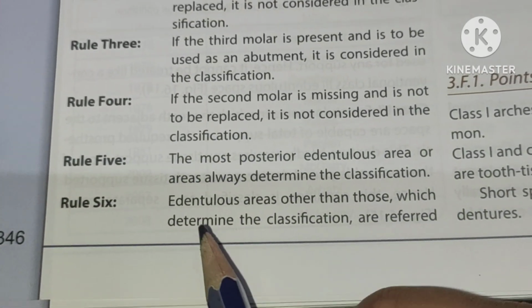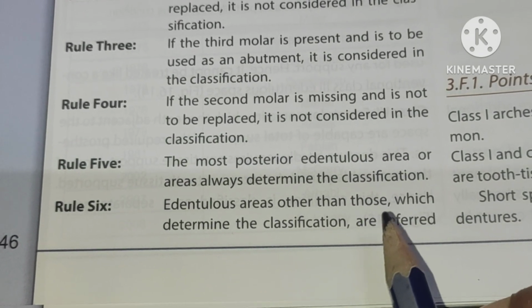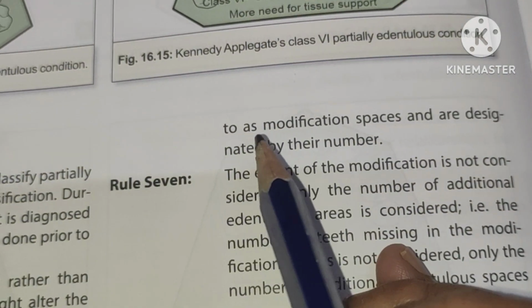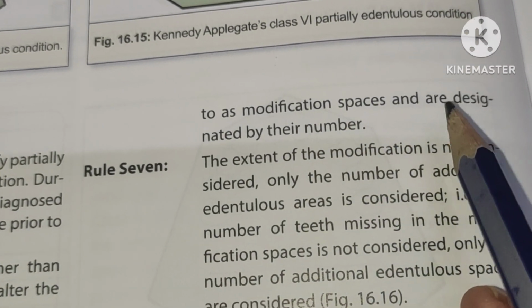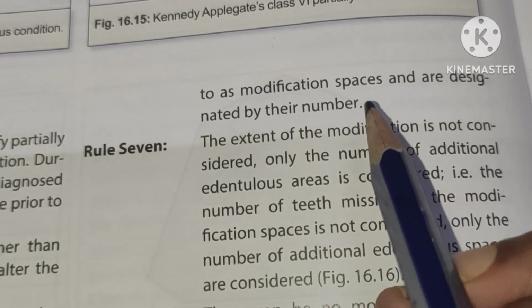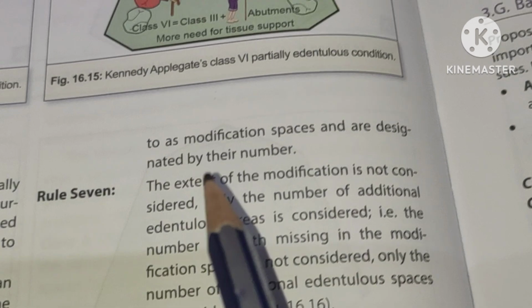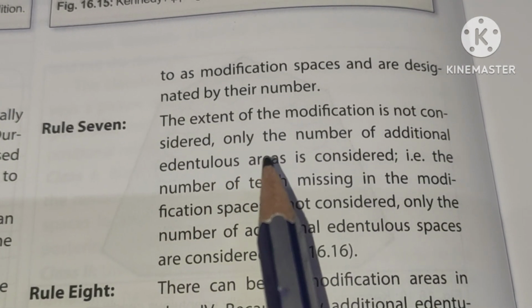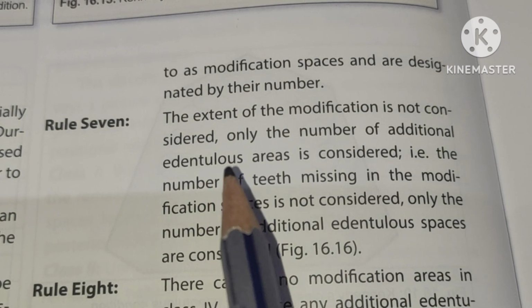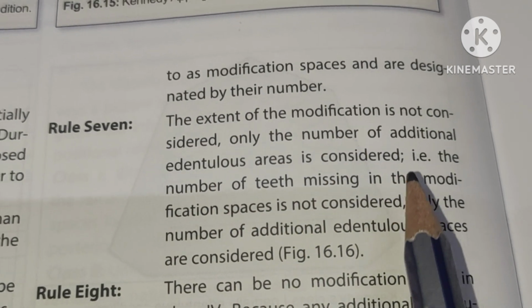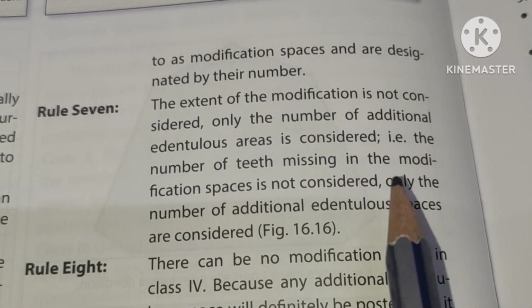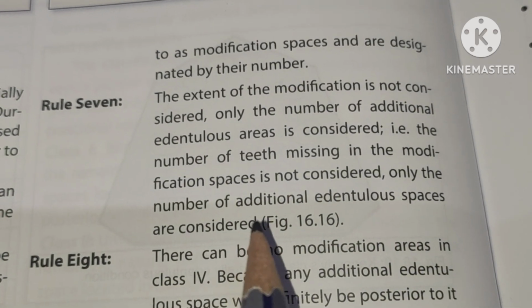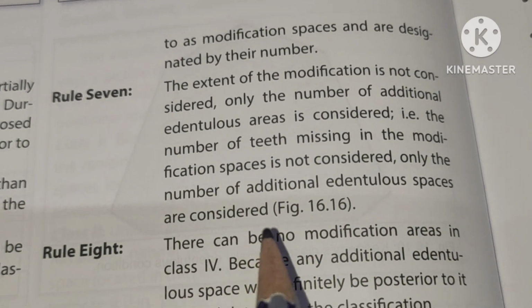Now, rule number 6: the edentulous areas other than those which determine the classification are referred to as modification spaces and are designated by number. Rule number 7: the extent of the modification is not considered. Only the number of additional edentulous areas is considered. That is, the number of teeth missing in the modification spaces is not considered. Only the number of additional edentulous spaces is considered.